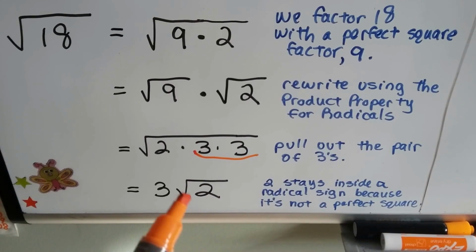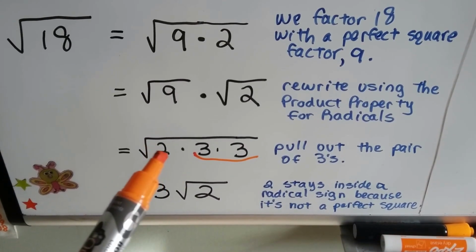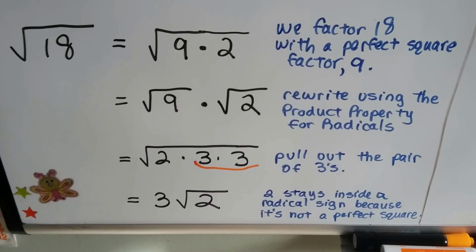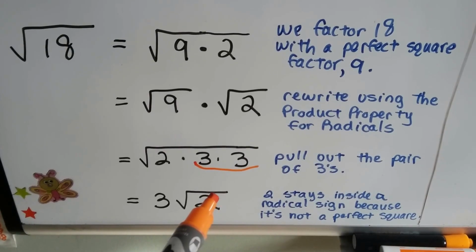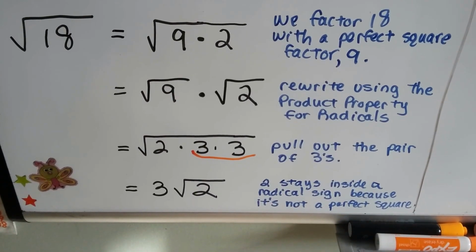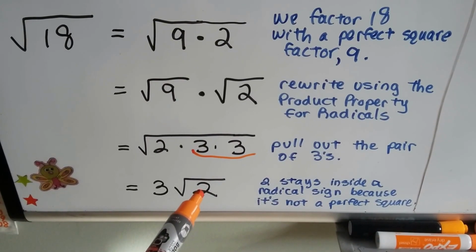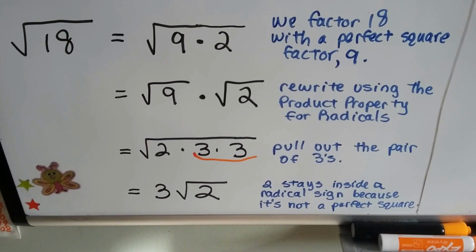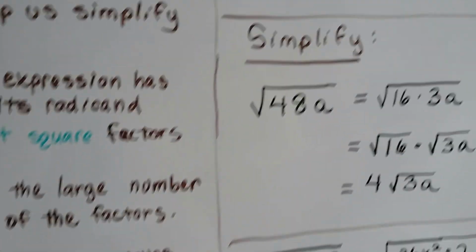So the 2 is going to stay inside the radical symbol because it's not part of a pair. It's not a perfect square. It's actually an irrational number, isn't it? And the decimal keeps going and going and going. So we're just going to leave it inside the radical symbol and put the 3 on the outside. See?